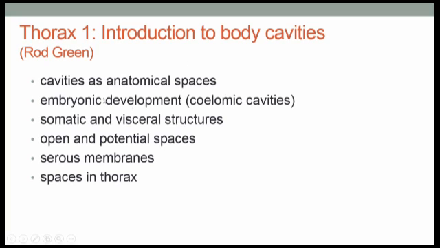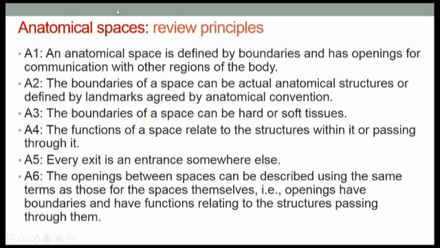We're going to look at the embryonic development of these spaces, and then we'll look at the concept of open versus potential spaces and how they relate to the serous membranes in the body cavities and also to the relevant spaces in the thorax. You've seen all of these principles relating to anatomical spaces previously, so I'm not going to dwell on them at this stage, but the key ideas to remember are that the anatomical spaces have boundaries, and they may be hard or soft tissues, and in terms of functions, the function of a space relates to the structures that are either inside that space or passing through it.